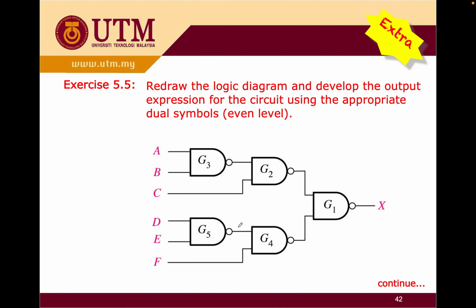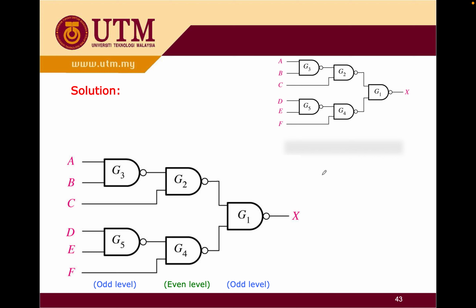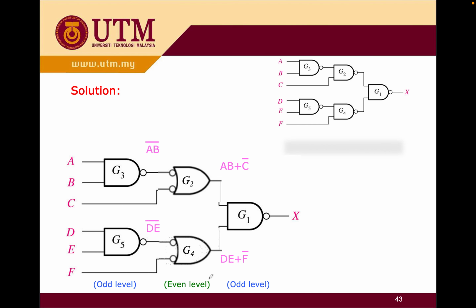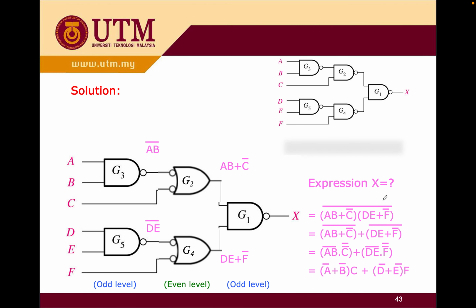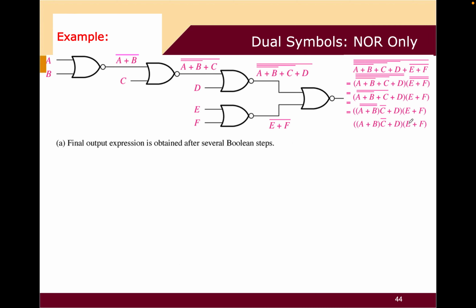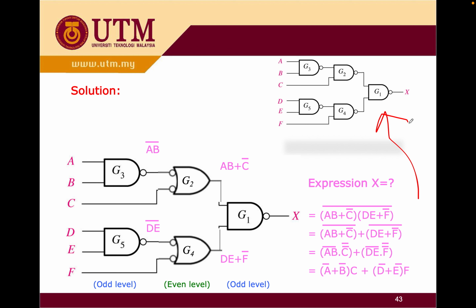Another example, redraw the logic diagram for the even level. This is odd, this is even, this is odd. So only even. Where is it? This part. You need to change it to be negative OR. So you change this one. You can see it's changing this part, and there is another one. And this is the expression of X. It is basically similar to the expression of this logic circuit. So that is how you get the final circuit and also the expression. Done with your NAND gate.